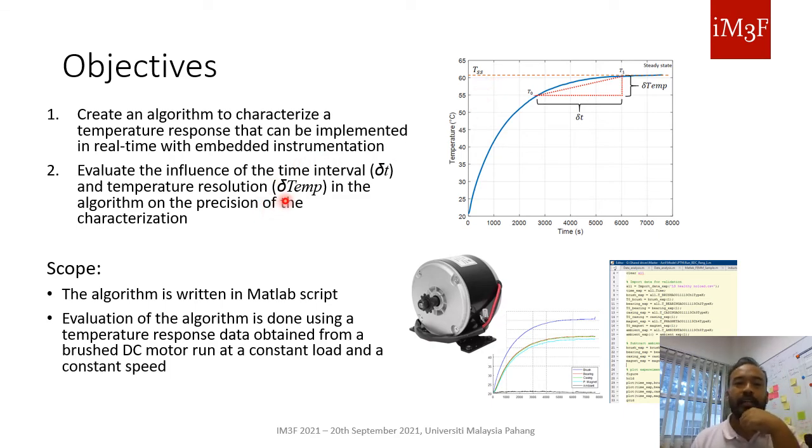In that algorithm, the second objective is to evaluate the influence of two parameters, which we call the time interval delta t and the temperature resolution delta temp. We evaluate the influence of the definition of both of these parameters on the precision of the steady state temperature that we find.